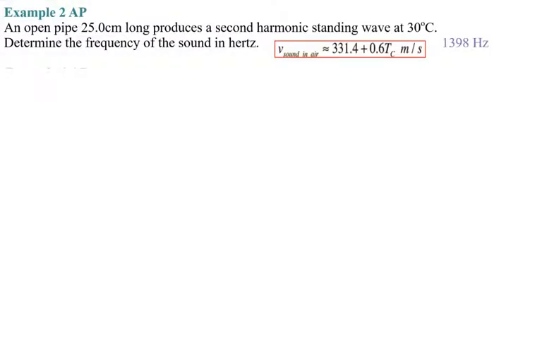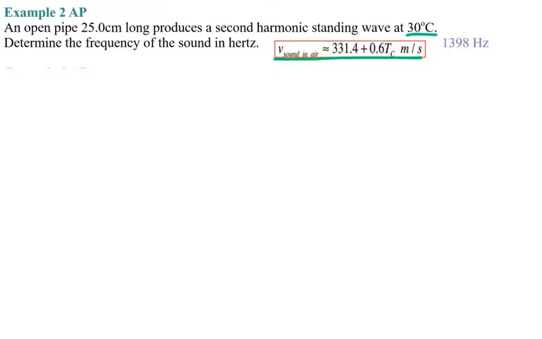Here's another question that I have seen on the AP exam, probably one of the multiple choice questions. An open pipe 25 centimeters long produces a second harmonic standing wave at 30 degrees Celsius. Determine the frequency of the sound in hertz. If they give you degrees Celsius, most likely they want you to use it to find the actual velocity of the wave at certain conditions. And the velocity of the wave depends on the temperature.